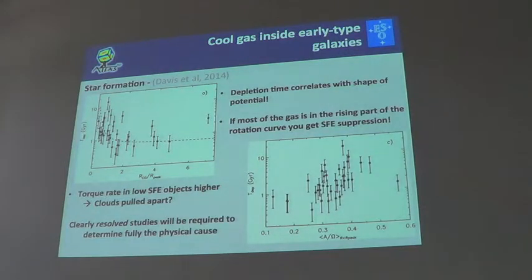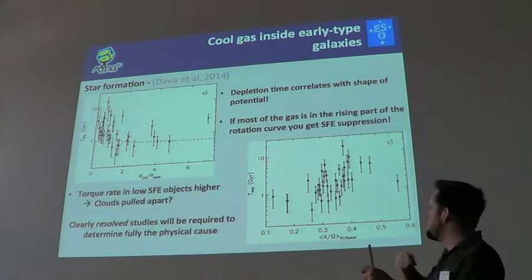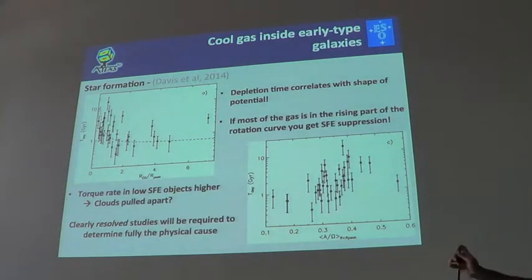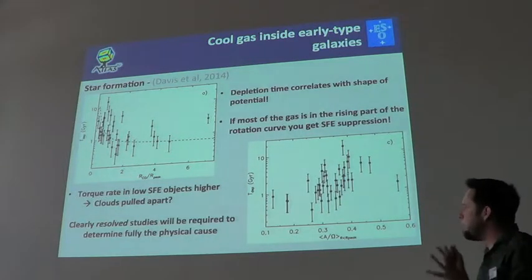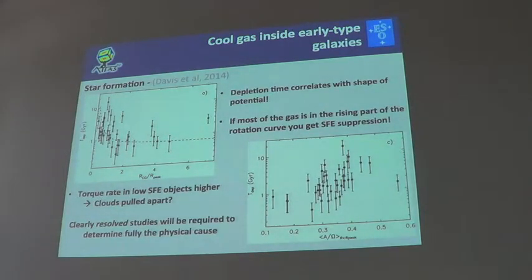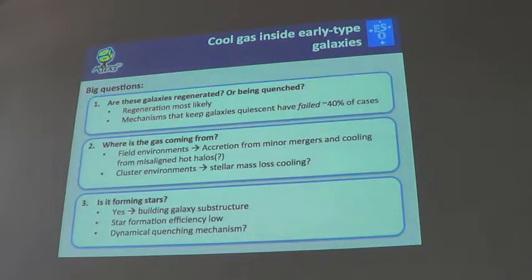This also correlates with the shear in the central regions, so the torque as these clouds are rotating around. Perhaps these clouds are being pulled apart. There seems to be a dynamical effect at work here that's suppressing star formation. The study I presented here is not of resolved galaxies, but we have the data to do that, and that's where we can really test whether this is a dynamical effect or just a coincidence. So, my big questions are up there, so I'll go on to my conclusion slide.